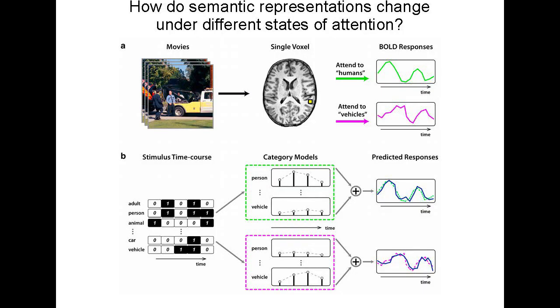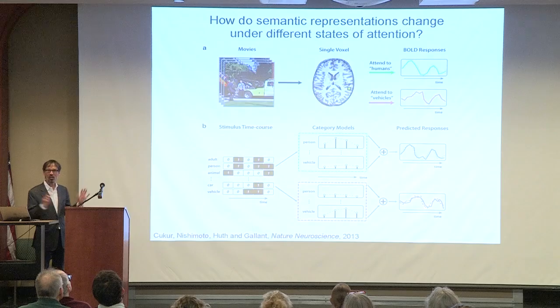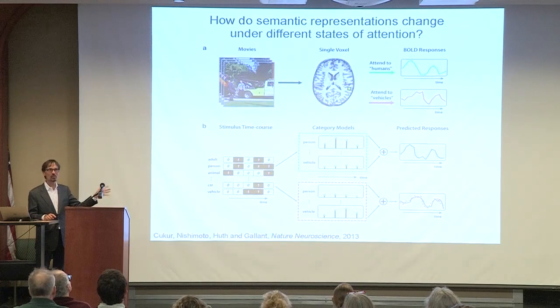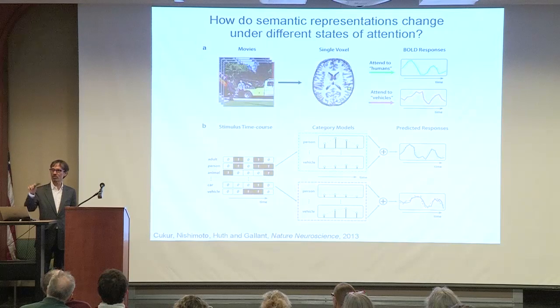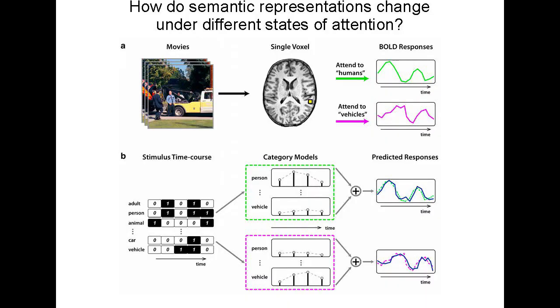We had people watch movies, and we just had two conditions. First, in one condition, attend to humans. In another condition, attend to vehicles. All you have to do is watch for when there's a human, hit the button. Watch when there's a vehicle, hit the button. Simple task. Easy to do, and now we basically just fit two models.